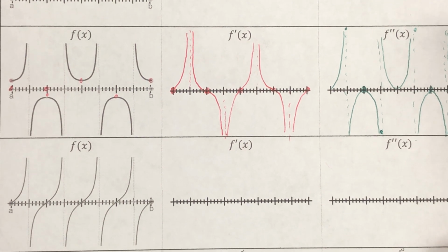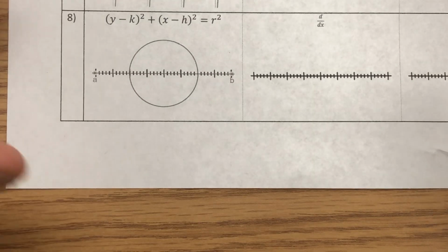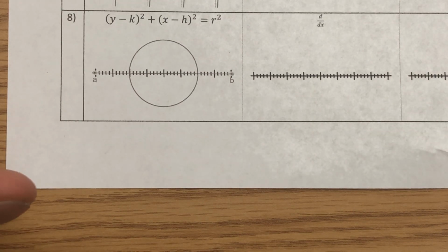So now that you've seen some of those, let's take a look at how I'd graph the derivative of something that maybe isn't a function at all. How about just the derivative of a circle? I know I can implicitly find that. So go ahead and give this one a shot. Pause the video, unpause it when you're done, and see how well you did.